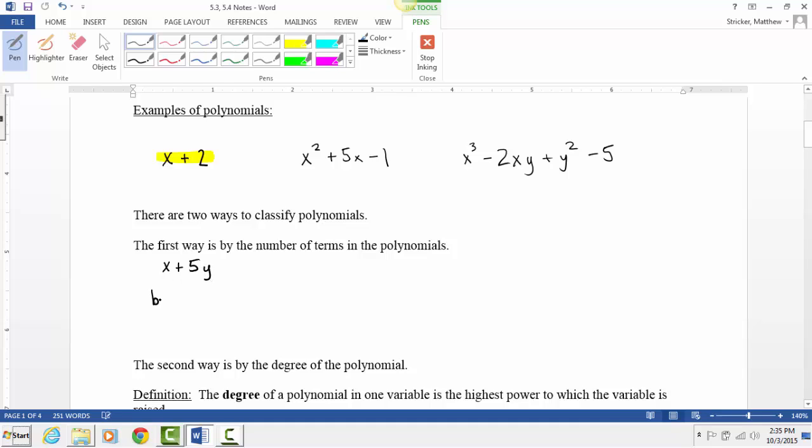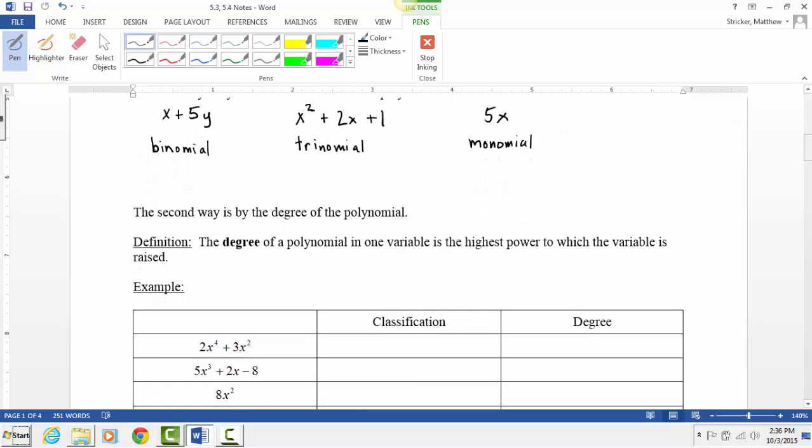That's called a binomial. If you take a polynomial with 3 terms, maybe x squared plus 2x plus 1, that has 1, 2, 3 terms, that's a trinomial. And of course we already saw that a polynomial with 1 term, like 5x, that's a monomial. The second way is by the degree of the polynomial, which is basically the highest power. It's the highest power to which the variable is raised.